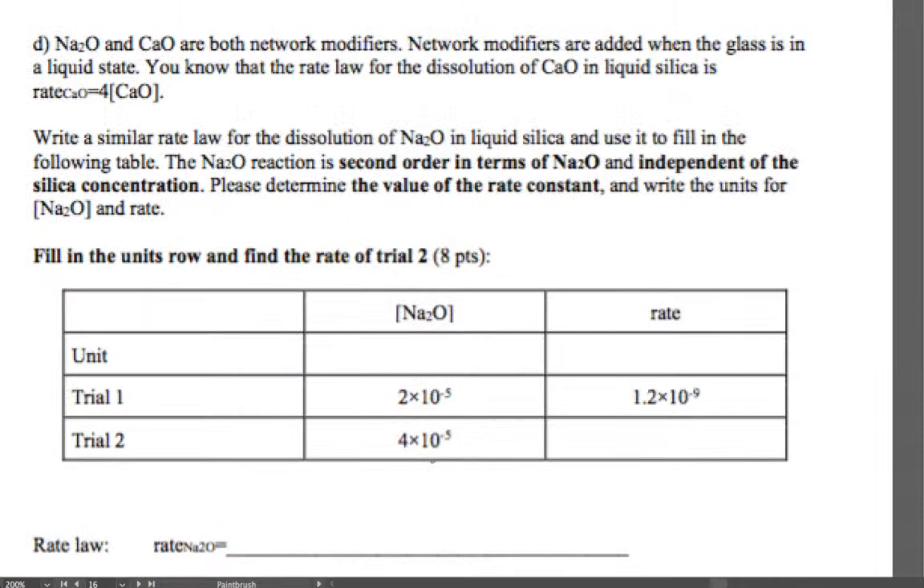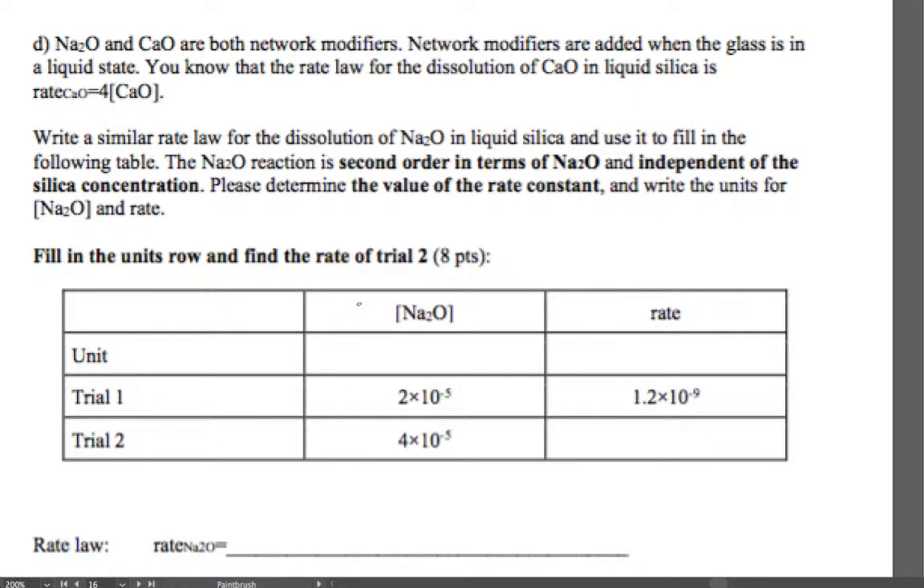Okay, let's see. Na2O and CaO are both network modifiers. Network modifiers are added when the glass is in a liquid state. You know that the rate law of dissolution of CaO in liquid silica is rate equals 4 times [CaO]. Write a similar rate law for the dissolution of Na2O in liquid silica and use it to fill in the following table. The Na2O reaction is second order in Na2O and independent of the silica concentration. Determine the value of the rate constant and write the units of Na2O and rate.